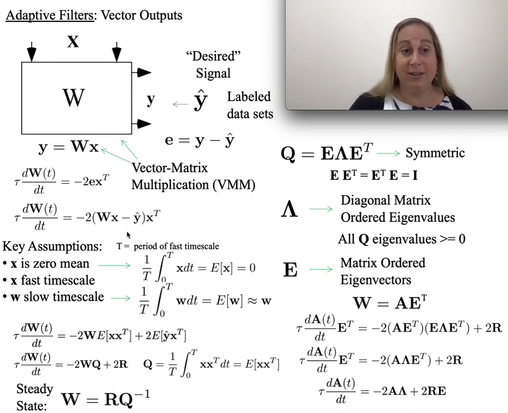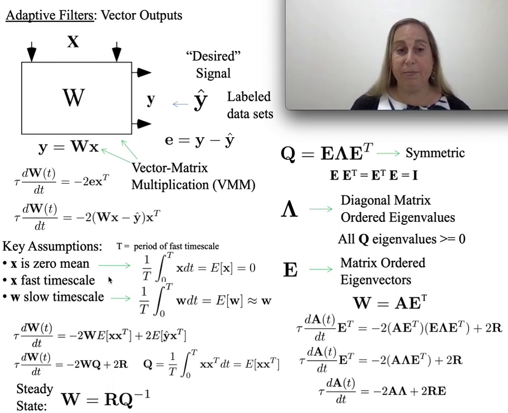Now, building into key assumptions, which can never really be said too many times: the vector x is zero mean, x is moving at a fast time scale, and the weight adaptation is at a slow time scale. These are separated time scales. This is essential for the dynamics to get the adaptation to work.